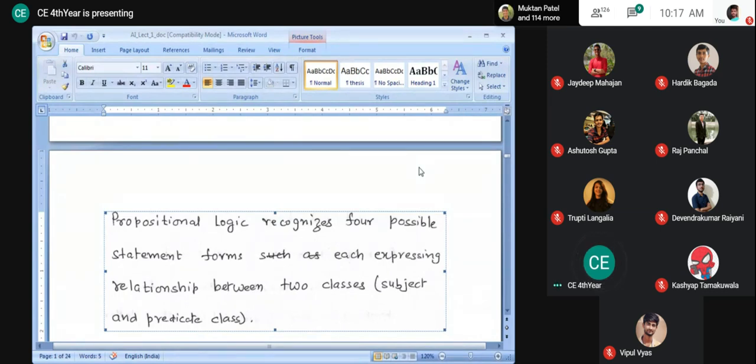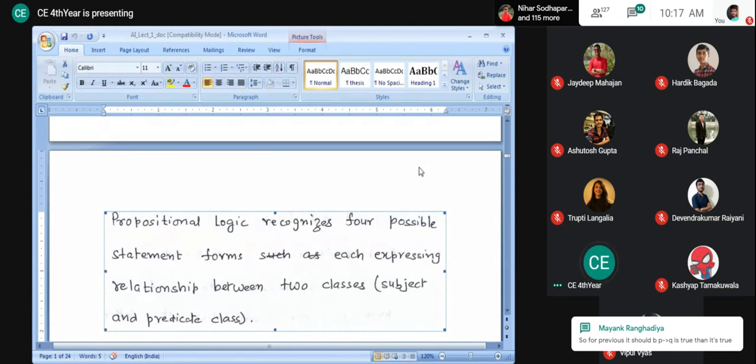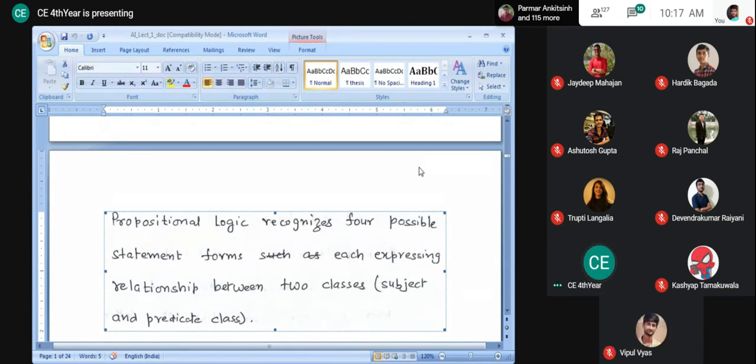Moving further, now our types of statement. These are very simple things, but as a part of inclusion, for the total inclusion, we are discussing that. Propositional logic recognizes 4 possible statement forms that express relationship among 2 classes, the subject class and the predicate class. S is the subject class and P is the predicate class.